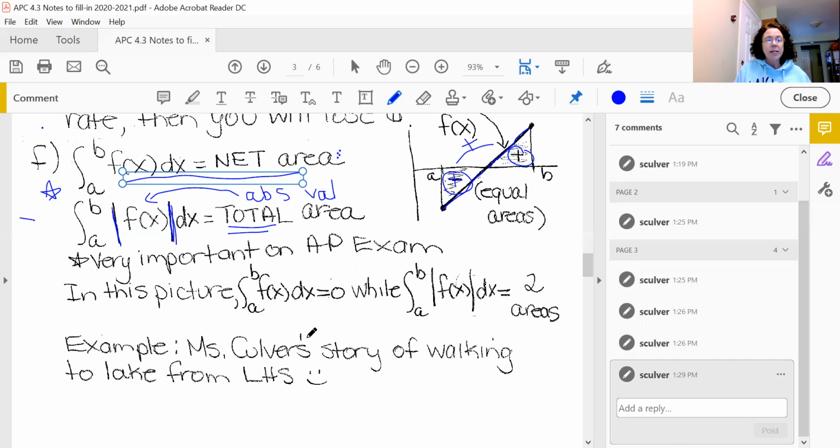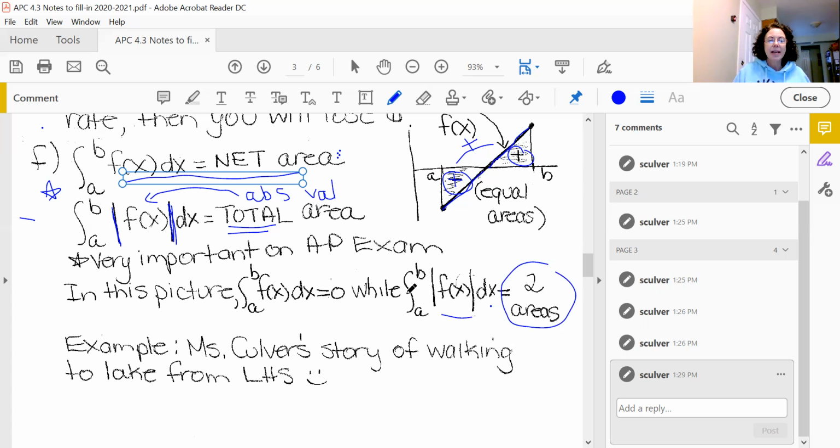Okay. And in this picture then, the integral from a to b of f of x dx equals 0, right? But if you take the absolute value of the integral of a to b of the function dx, you will be adding up the two areas.